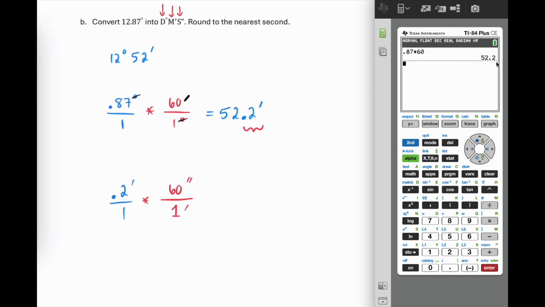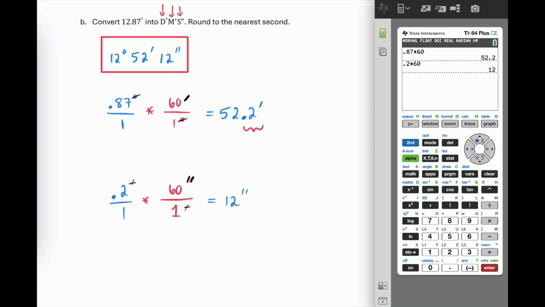So now we multiply. We see that the minutes cancel out. Seconds are going to be the units that remain. And we'll go over to our calculator to multiply. 0.2 times 60 multiplies together to give us 12. And again, this is 12 seconds. So now we know that we have 12 degrees, 52 minutes, and 12 seconds. So this is what we've come up with as the degree, minute, second notation for a 12.87 degree angle.